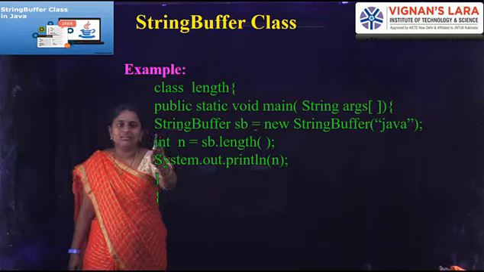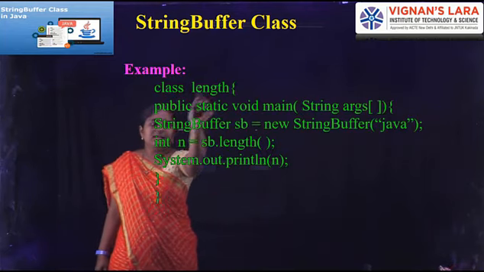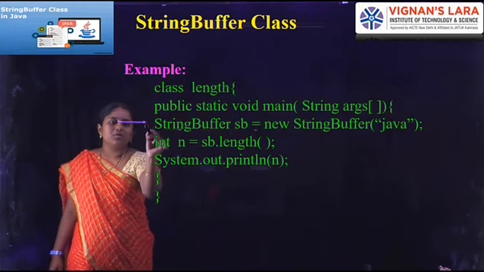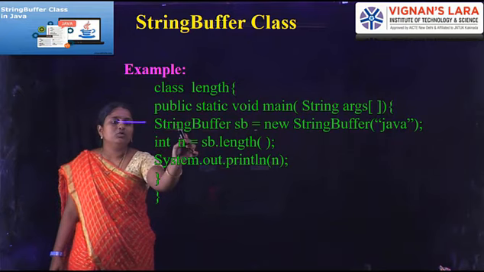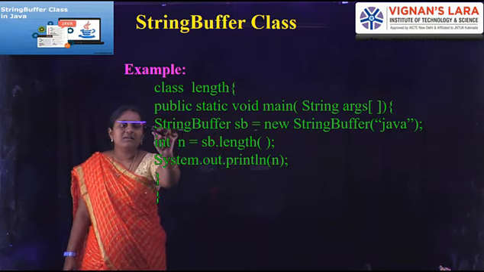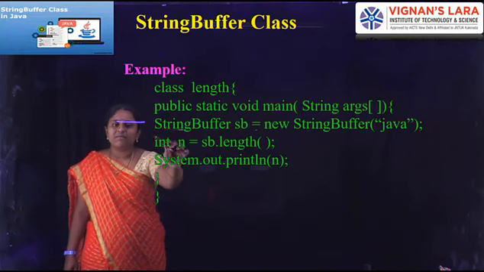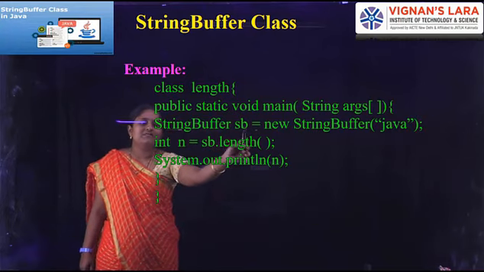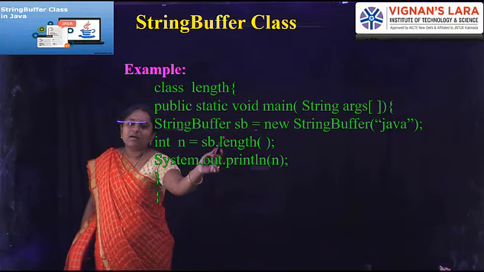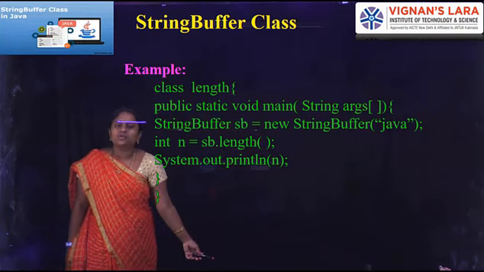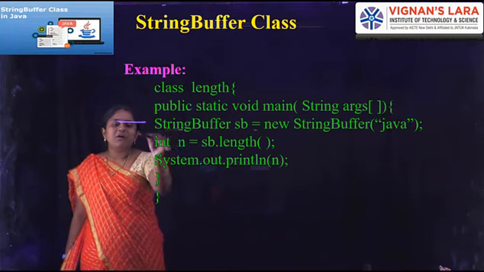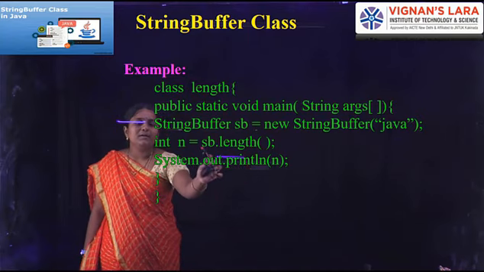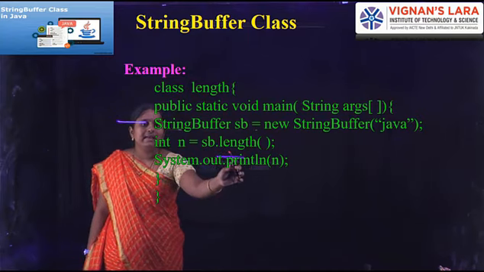Coming to the program: class Length, next the main method, public static void main(String[] args). Here I am creating an object of the StringBuffer class: StringBuffer sb = new StringBuffer("Java"). StringBuffer is a predefined class, and we have to create an object of the StringBuffer class. I am passing Java as the text, by calling the constructor that accepts a string. With the help of the object reference I am calling the length method: sb.length().